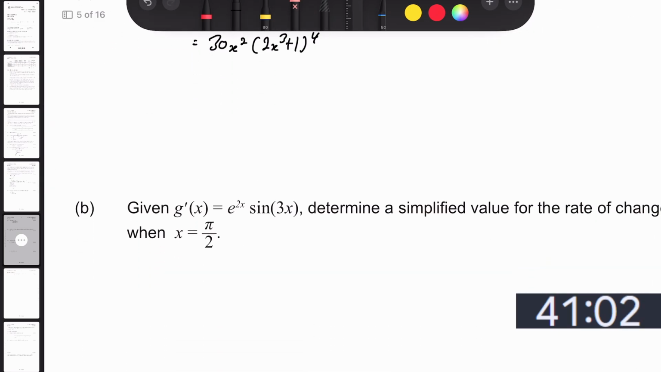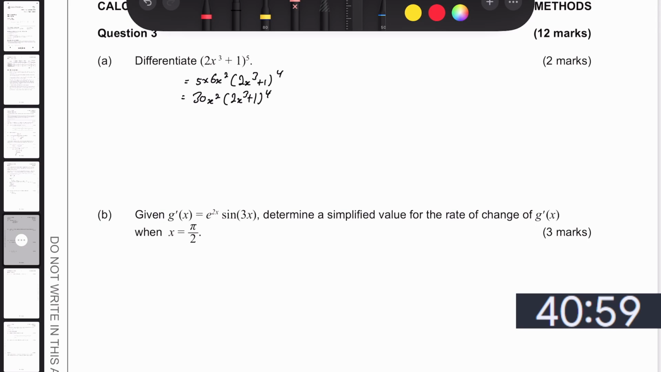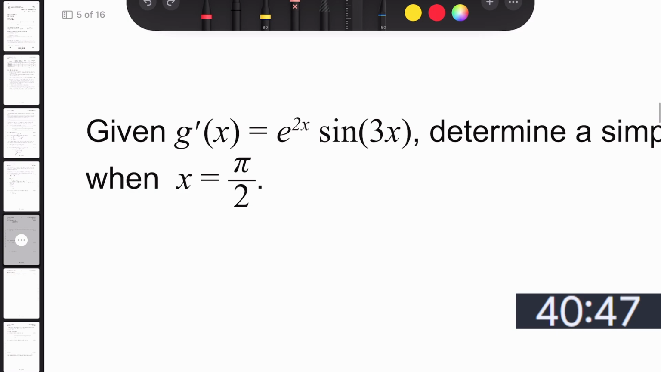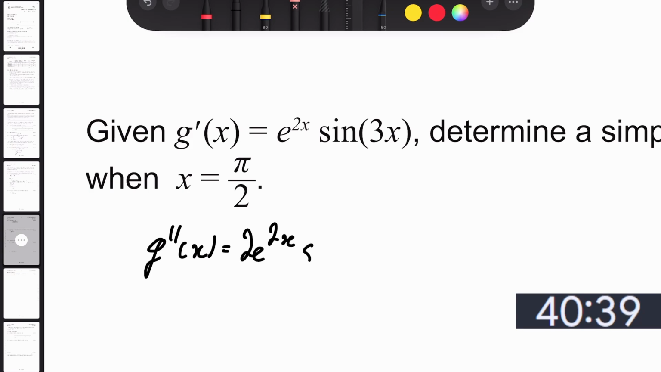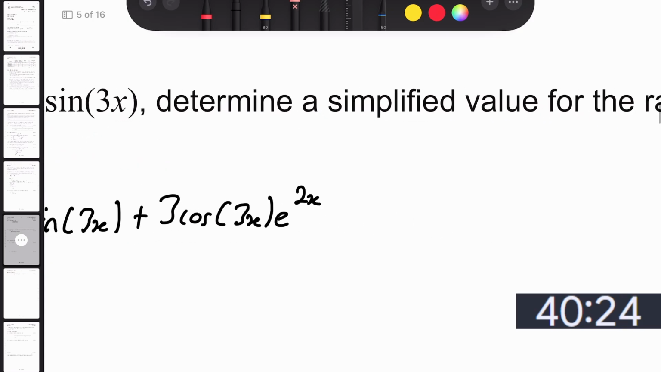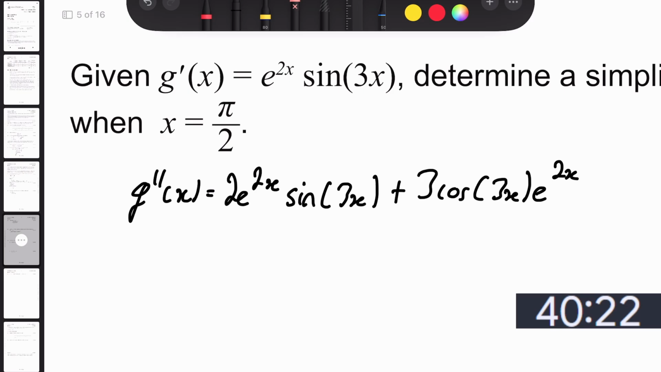Given that the derivative of g of x is equal to e to the 2x sine 3x, determine a simplified value for the rate of change of g of x when x equals pi on 2. So I want the rate of change of g dash of x, so I want to differentiate this. G dash dash of x, let's differentiate the first bit, the left hand side first. That's just going to be 2e to the 2x, and again multiply by everything else, so sine 3x. Now I differentiate the right hand side, which is going to be 3 cosine of 3x, and then multiply it by everything else. So then g dash dash.